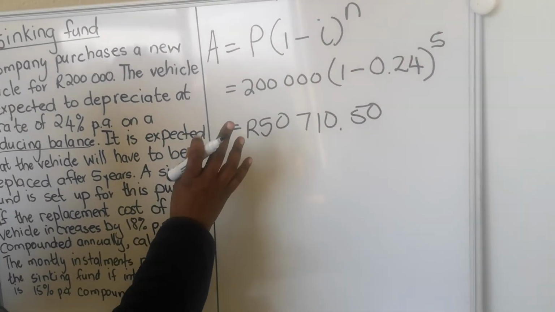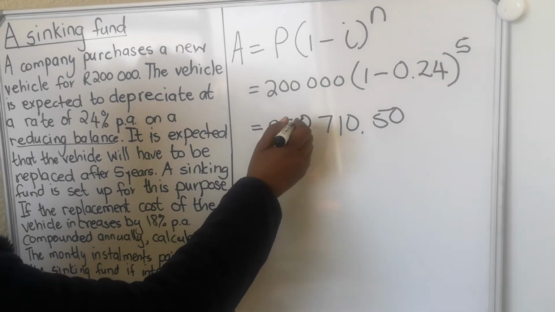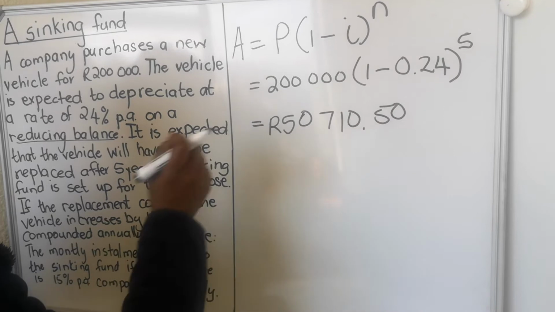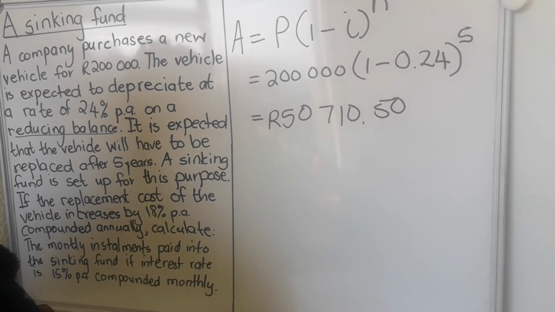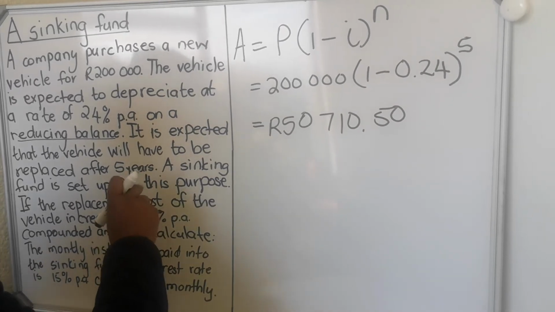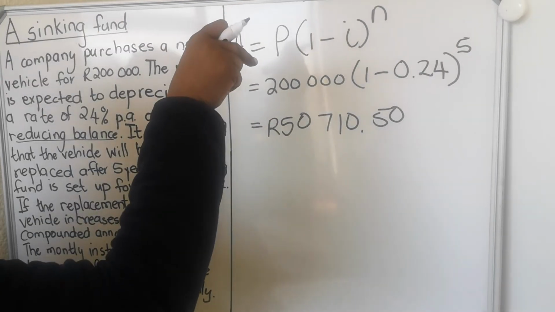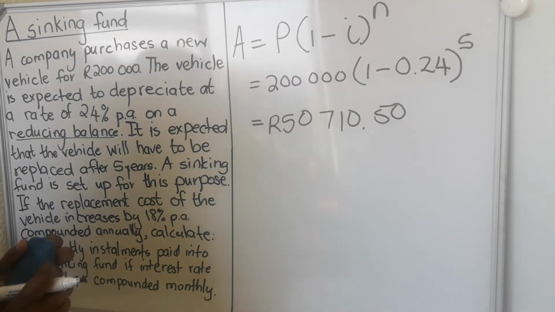So this is the first part. They normally call this the scrap value. The value of the car after 5 years will be that one. That's the first part. Then now you go to the second part. With the second part, you calculate how much it will cost to buy a new one in 5 years. So let's do the second part.